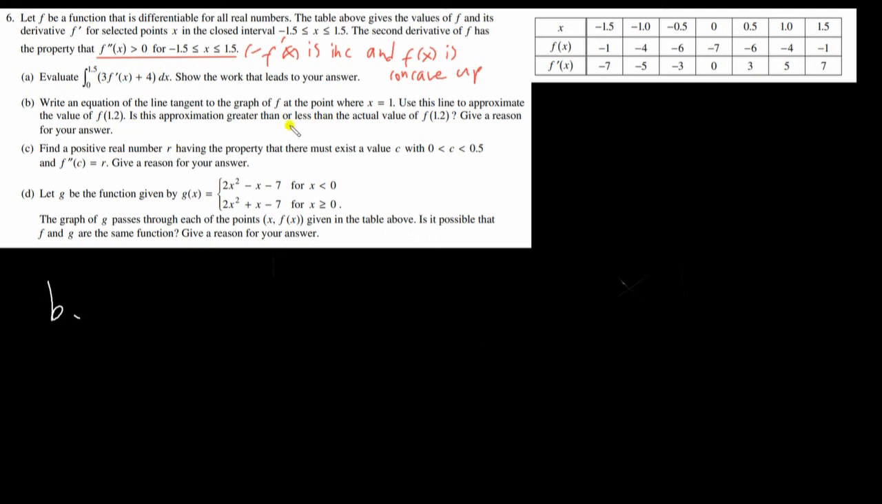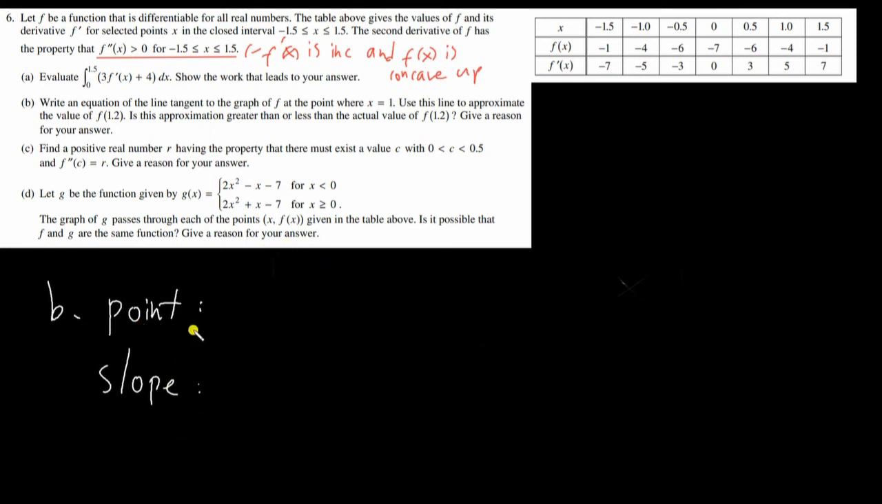When we're dealing with tangent lines, what I want you to do is write down on your paper the words point and slope. Because when they give you this, you're going to have to find the point and you're going to find the slope, and you're going to put those together to get your line.